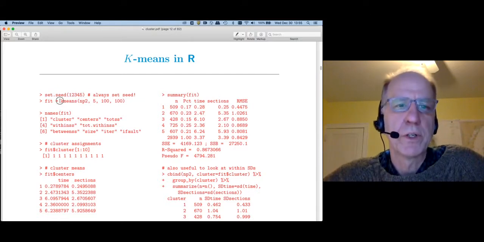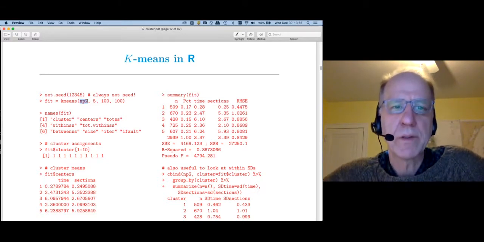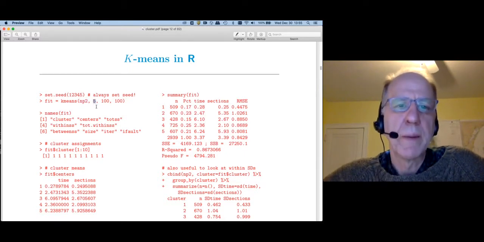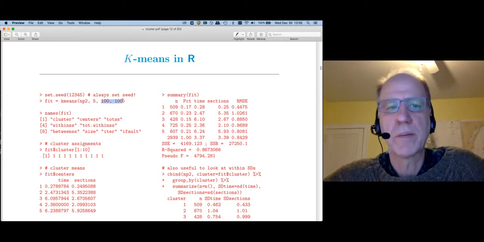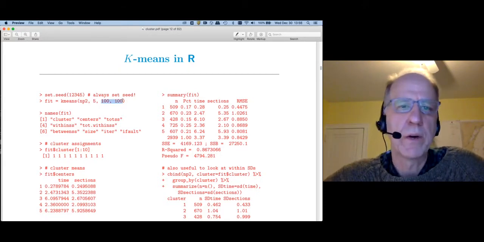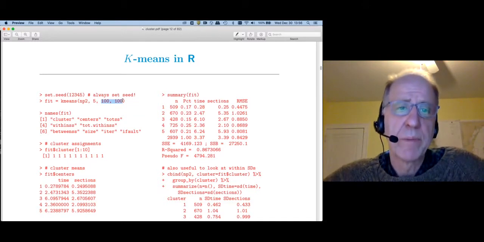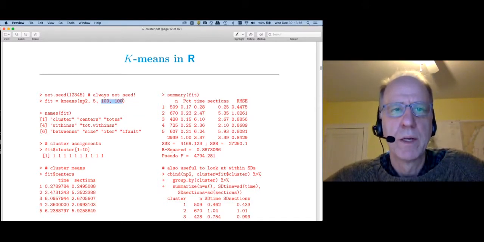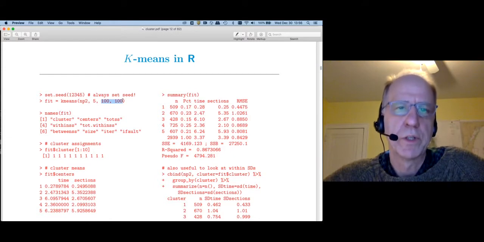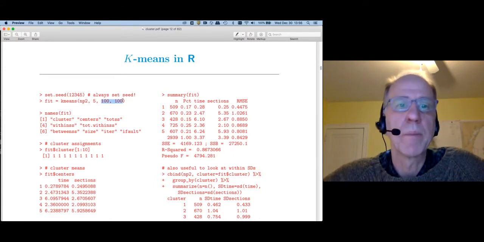R has a built-in function called k-means. I pass it my X matrix. So NP2 is this n by p matrix with 3,000 subjects, 2 columns for my time and sections. I give it the number of clusters that I want. So 5 is big K. The last 2 arguments are some extra parameters for the algorithm. The first one sets the maximum number of iterations to 100. So run the algorithm to convergence, basically, is what I say when I pick a big number like 100.